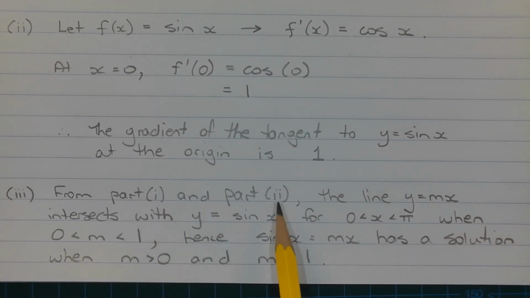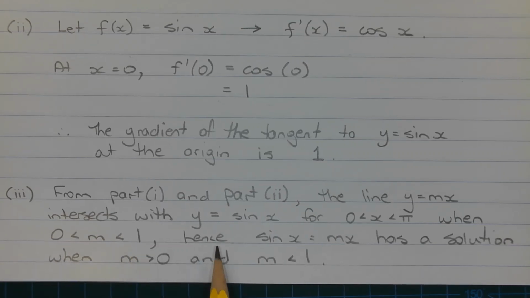from part 1 and part 2, the line y equals mx intersects with y equals sin x for x greater than 0 and less than pi when the value of m is greater than 0 and less than 1. Hence the equation sin x equals mx has a solution when m is greater than 0 and m is less than 1.